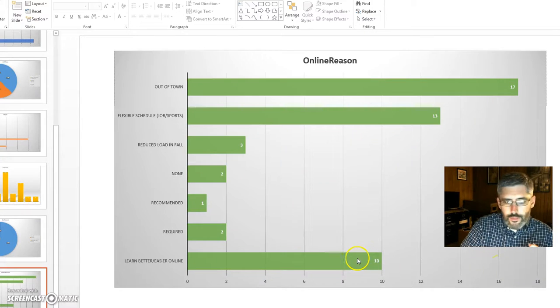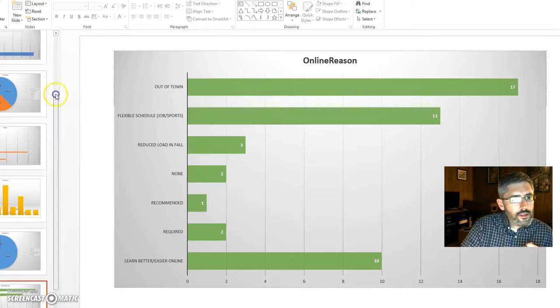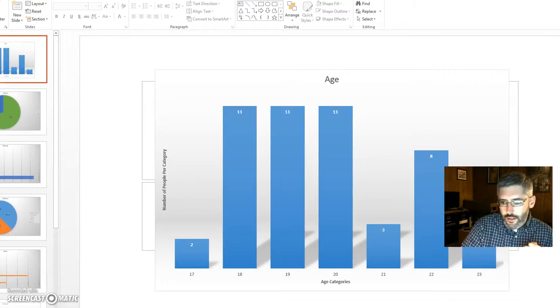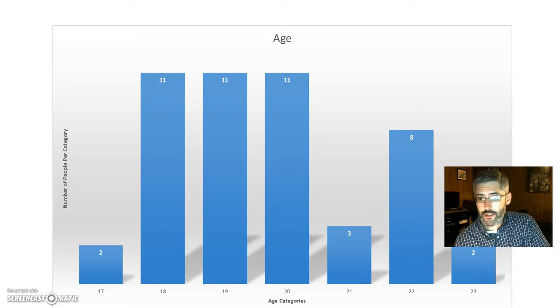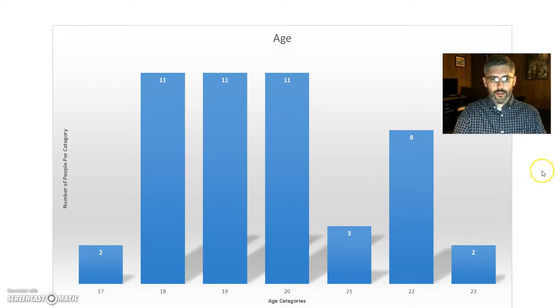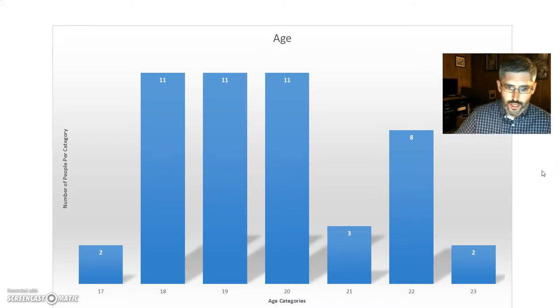But speaking of which, just for fun, I wanted to show you some of the things that I found among our class. Let's see here. So this is an age distribution here. As you can see, most people fall in the 18, 19, and 20-year-old age category, although we have a fair number of 22-year-olds as well.